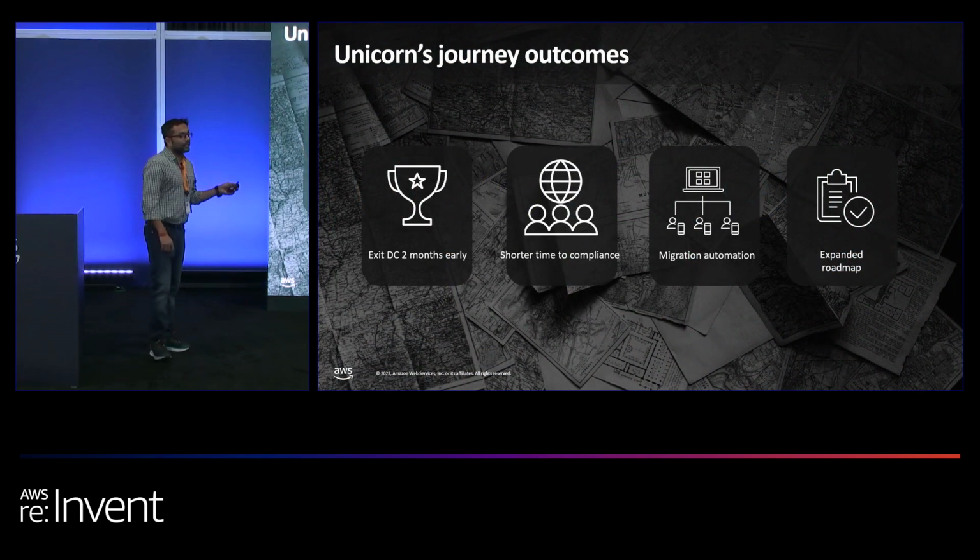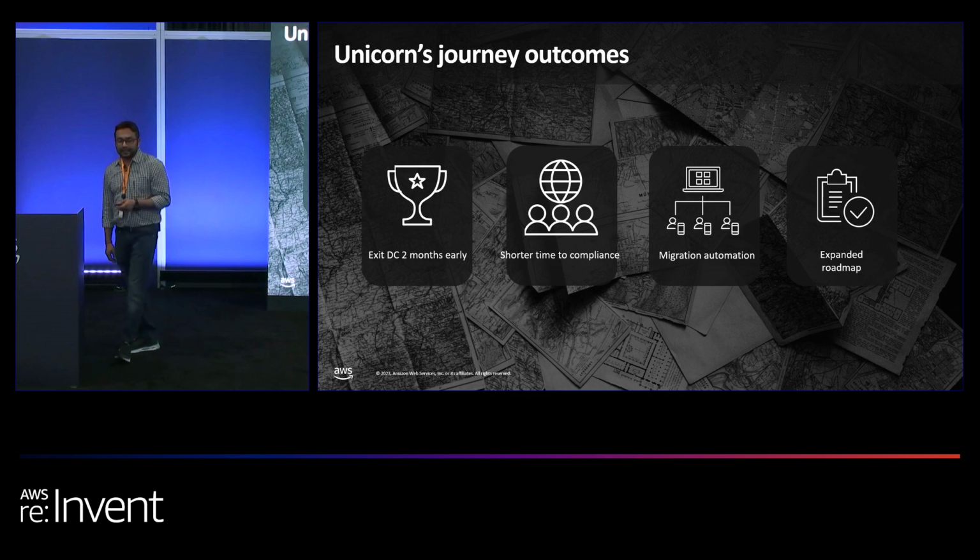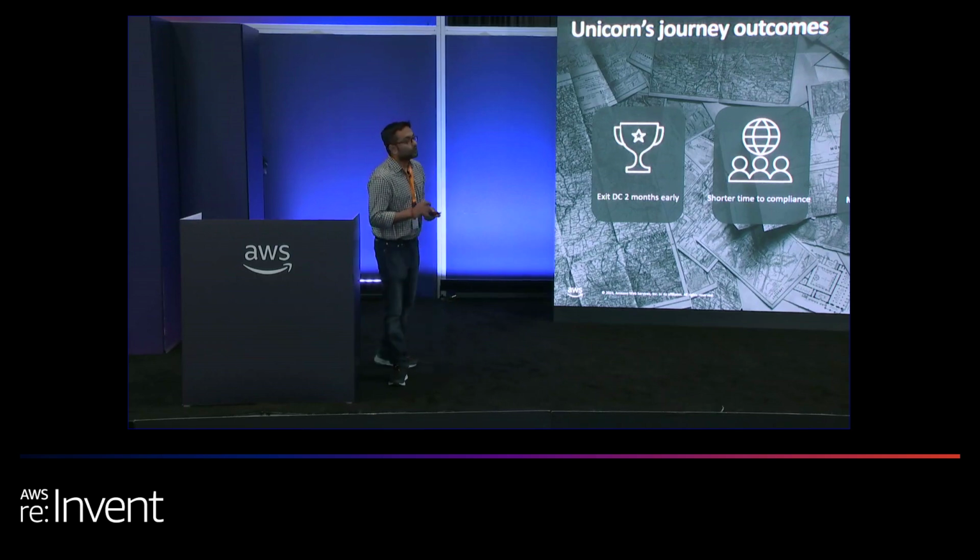So these were the Unicorn journey's overall outcomes. They were able to exit the data center, and they adhered to the timeline. They met compliance audits since they leveraged the LZA setup, and they accelerated migration and building patterns leveraging the AWS tools. They reduced the average time to migrate a server from 12 hours to 4 hours through automation.